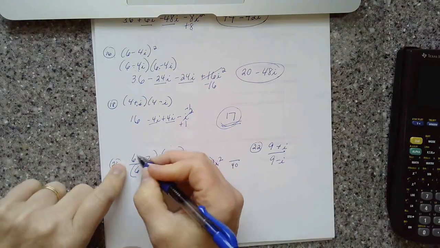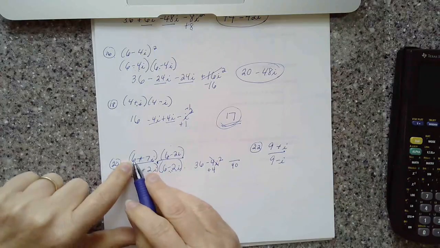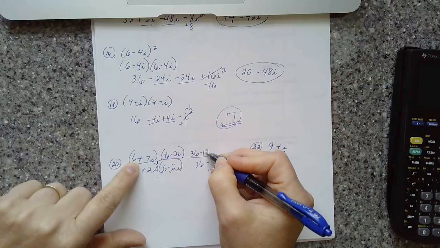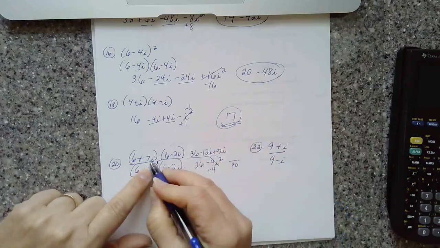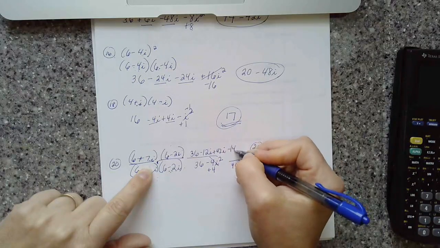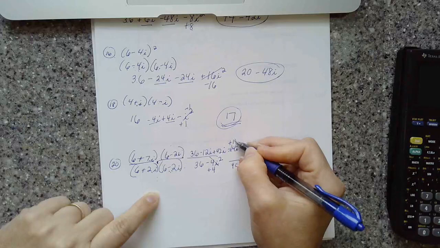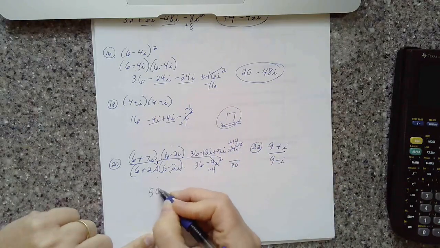So the first is 36. The outer is minus 12i. The inner is plus 42i. And the last times last is minus 14i squared. The minus 14i squared will transfer to a positive 14. 36 and 14 is 50. Minus 12i and 42i is 30i, and that's over 40.